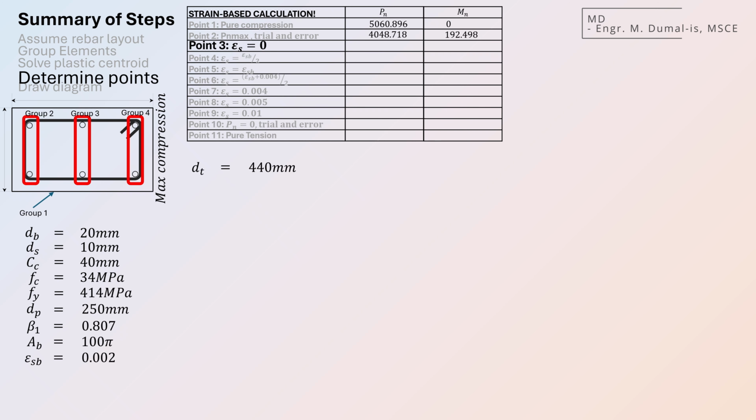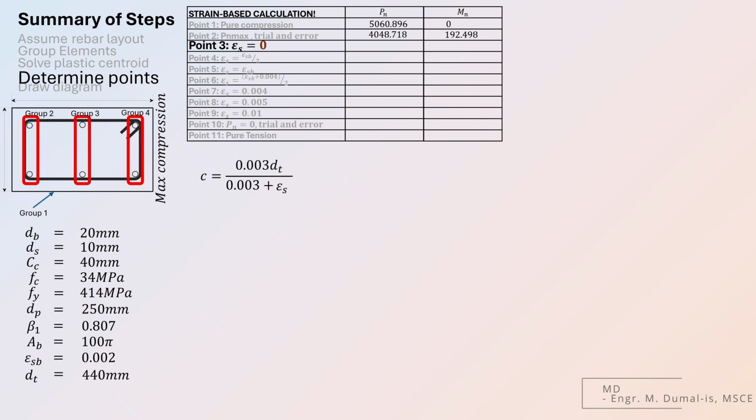To calculate the value of C, we first identify the depth of the rebar that's farthest from the maximum compression fiber. This depth is represented by dt. The value of C can then be computed using this formula. 0.003 times dt divided by the quantity 0.003 plus the steel strain, epsilon s. So for point 3, since epsilon s is 0, the formula simplifies to C equals 440 mm.